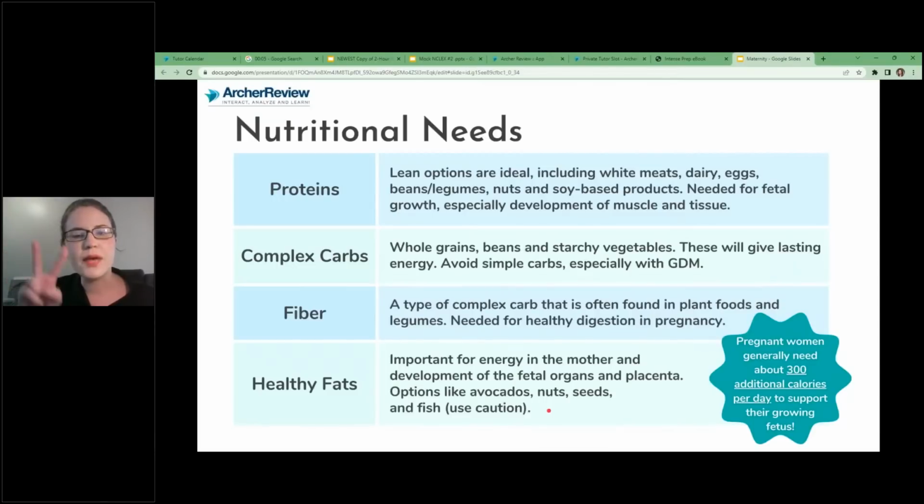What you want to do is maybe 2 servings a week. You want oily fish like fresh tuna, mackerel, sardines. Those are good, but only 2 portions a week.